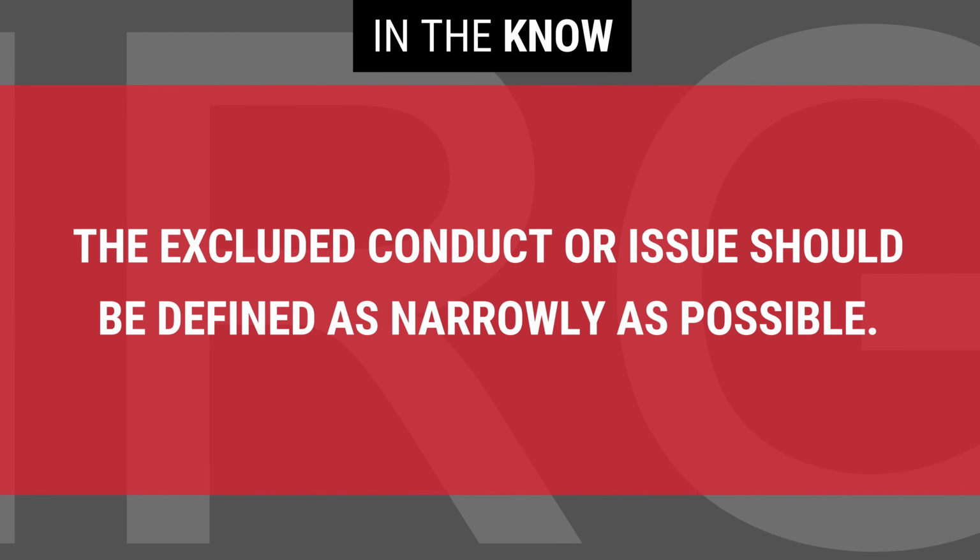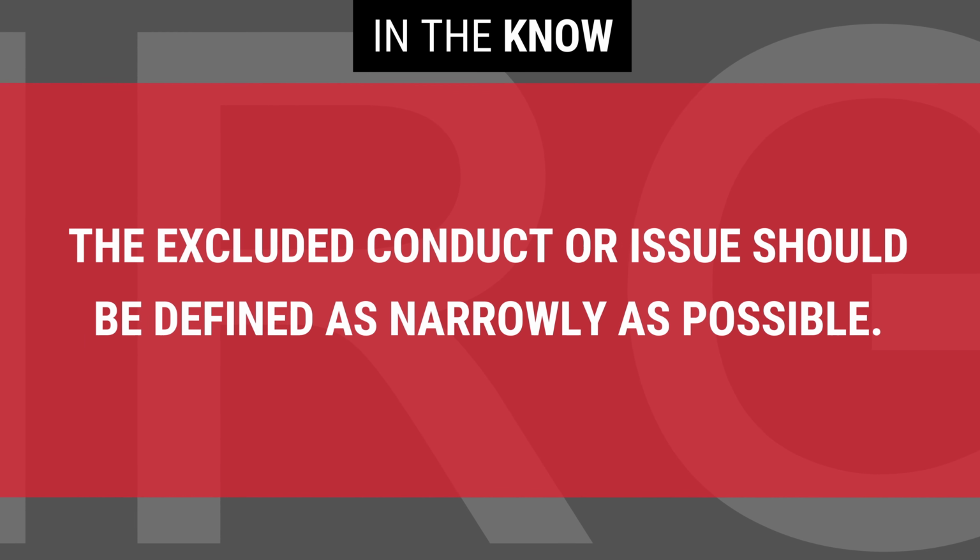Second, the excluded conduct or issue should be defined as narrowly as possible. Insurers often add manuscript exclusions for pre-existing litigation or claims disclosed during underwriting. In crafting the exclusion, insist on unique identifiers such as the full caption or docket number of the litigation. Doing so can help avoid the exclusion of subsequent litigations that bear some similarities to, but is not the same as, the existing case.